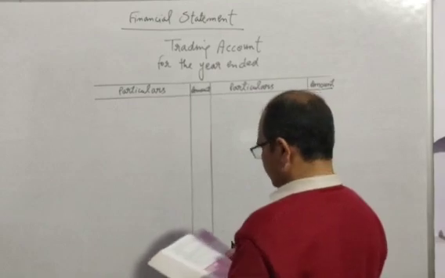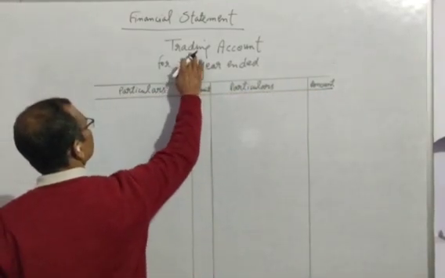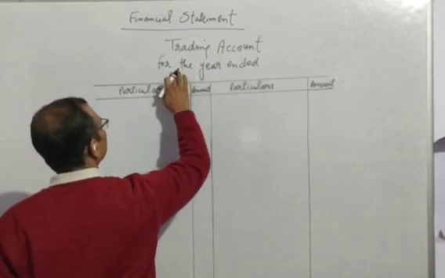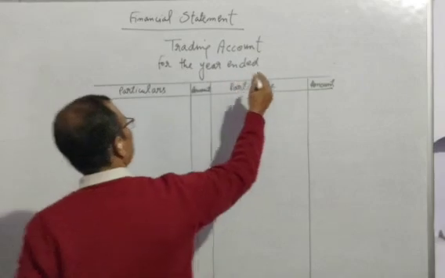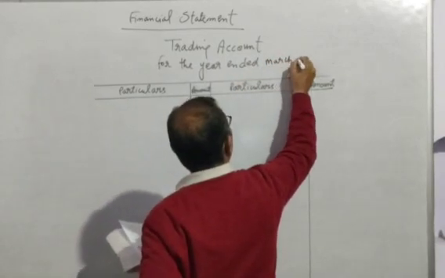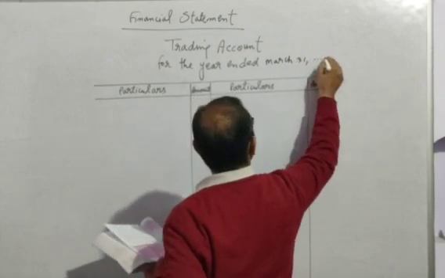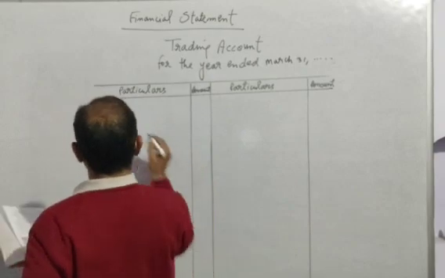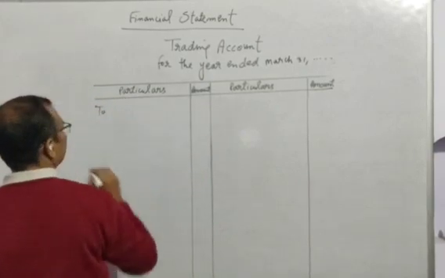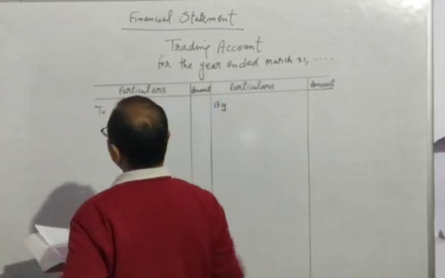Now you should see the board. Firstly, we write the heading, the title, trading account, and after that we write for the year ended. Whatever the date is given in your question, you will write here, March 31, and the year will be mentioned here. After that, we start the question from here. This is the debit side, we will write To here, and this is the credit side, we will write By.